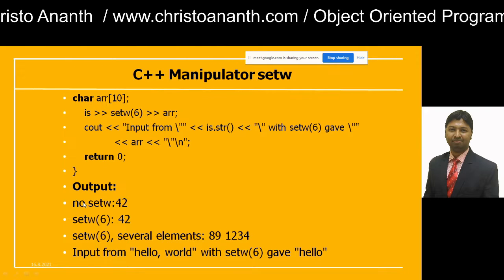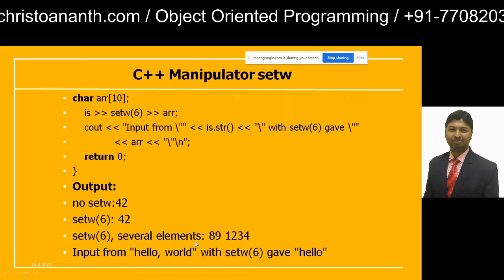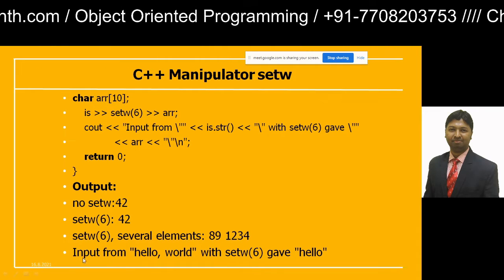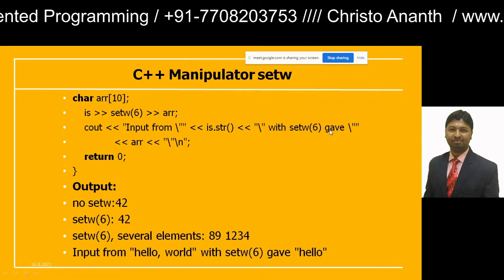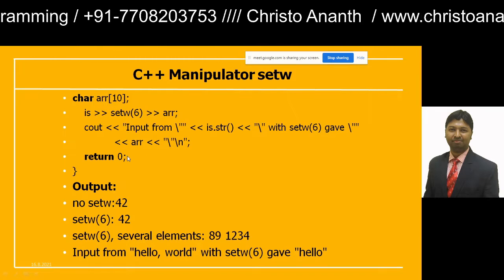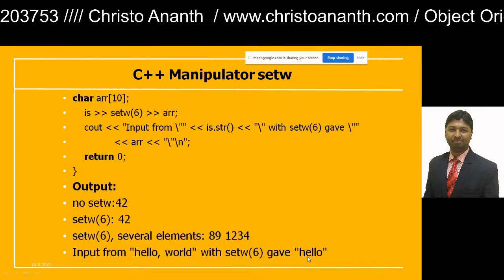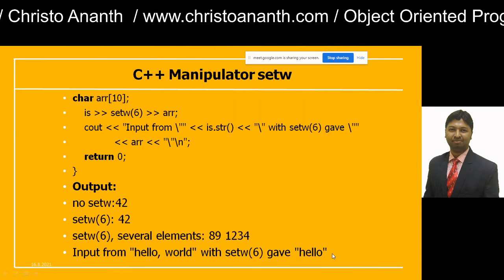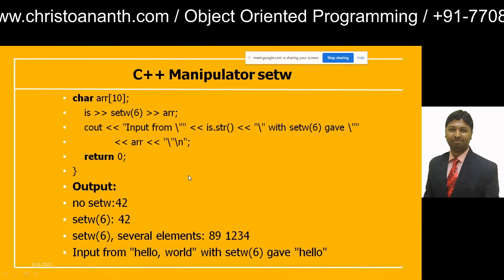So output: setw of 42, setw of 6, several elements 89, 1, 2, 3, 4. So input from hello world with setw of 6 gave hello. So you're going to print it: 1, 2, 3, 4, 5, and then space. So that's the reason you get errors.